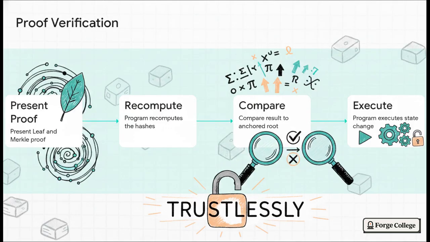When you want to prove you own an asset, you don't download the asset from the chain. Step 1, you present your leaf and a cryptographic proof to the program. Step 2, the Solana program instantly recomputes the math up the tree. Step 3, it compares that result to the anchored Merkle root. If it matches, step 4, the program executes the state change.